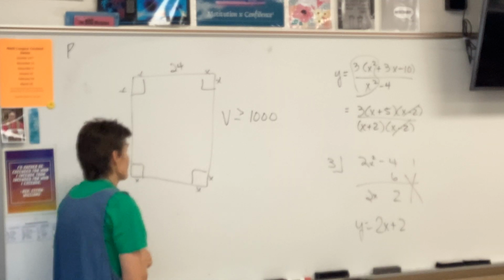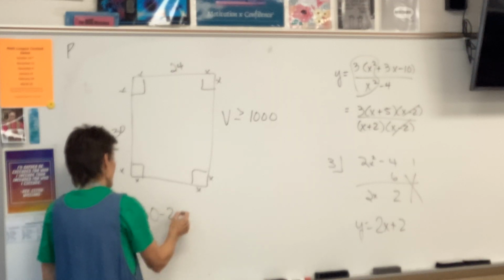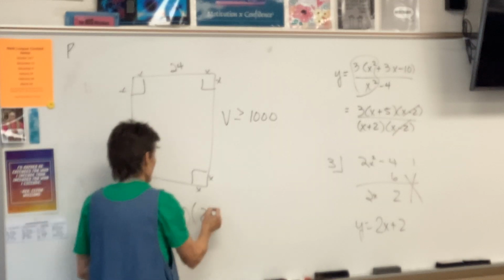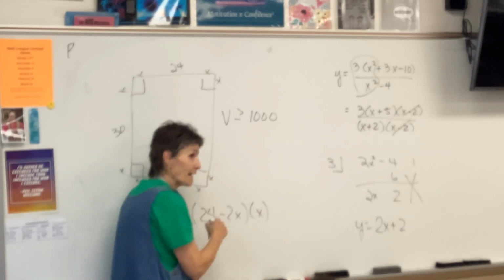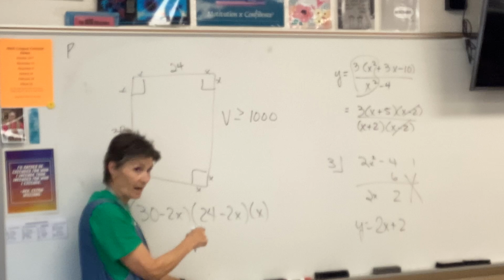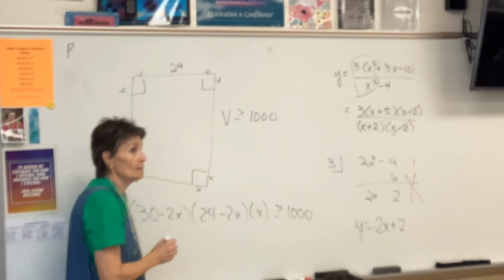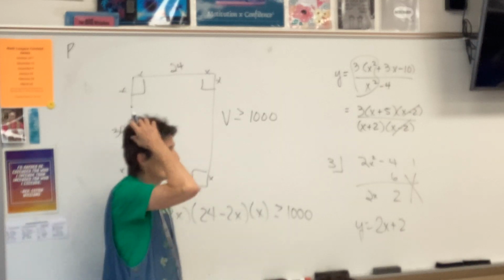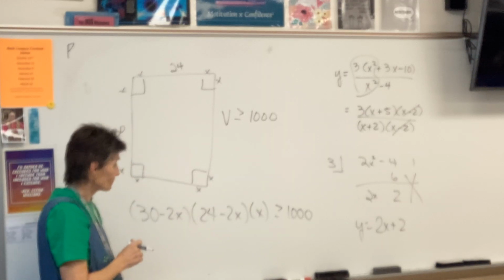Okay. Before we go to the calculator, let's come up with an equation. 30 minus 2x, 24 minus 2x, and x. That is the volume: length, width, height. That has to be greater than or equal to 1,000. So this is a little bit different. Usually you want to maximize it. Now we just want it to be greater than or equal to 1,000.